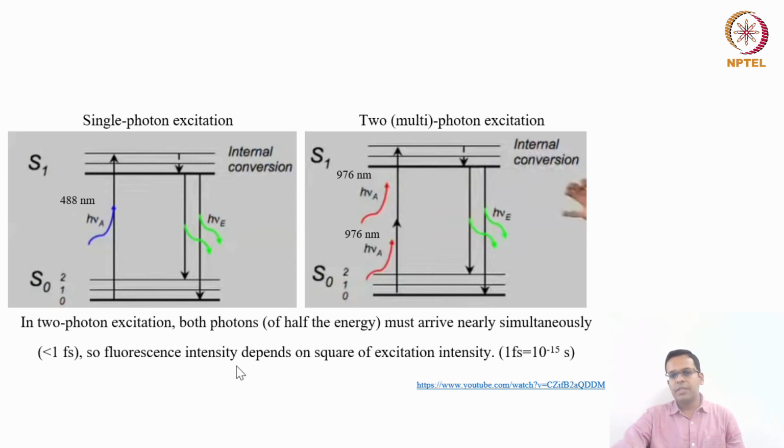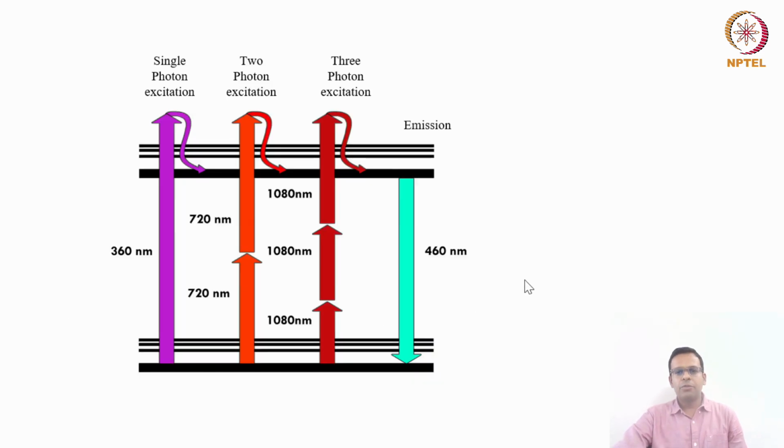So fluorescence intensity depends on the square of the excitation intensity. Okay, 1 femtosecond is 10 to the power minus 15 seconds. So here is another diagram to explain the same concept. Let's say you want to excite electrons from the ground state to the higher orbit. So there are three ways.